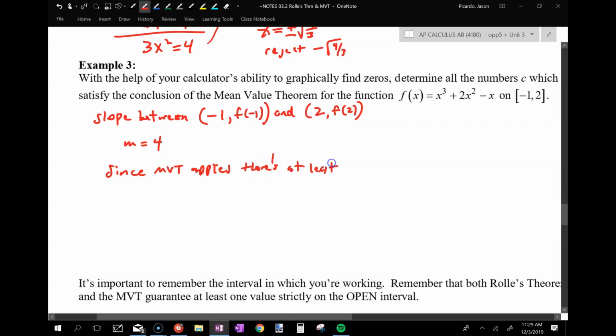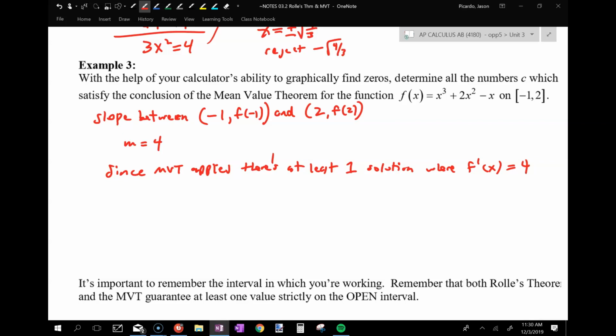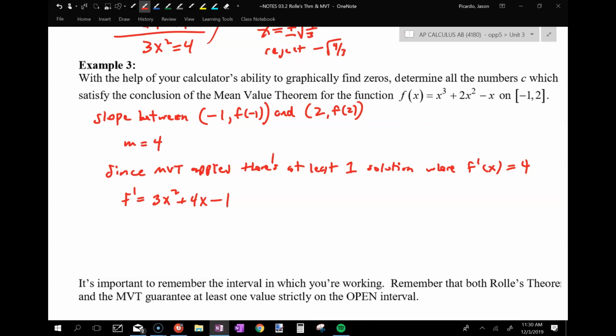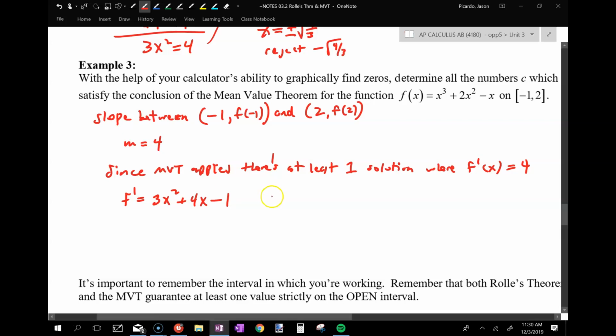So since the mean value theorem applies, there's at least one solution where the derivative equals 4, right? That's what we're trying to accomplish, right? There's at least one solution where the derivative equals 4. So our derivative is 3x squared plus 4x minus 1. So there has to be at least one solution where this equals 4.